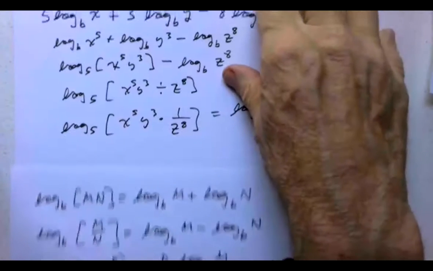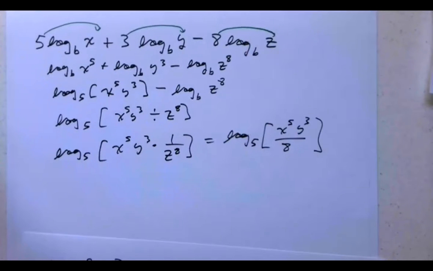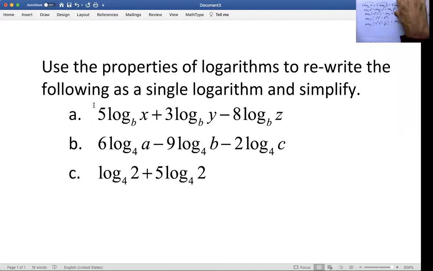So we had our original statement. We've rewritten it as a single logarithm. Let's take a look at our next question of that type. What do we have? 6 log base 4 of a minus 9 log base 4 of b minus 2 log base 4 of c. So let's write all that down. 6 log base 4 of a minus 9 log base 4 of b minus 2 log base 4 of c.